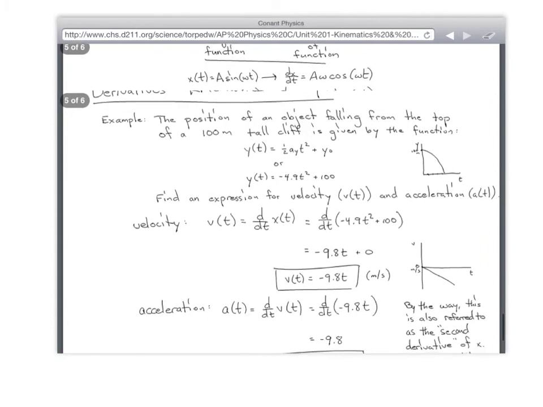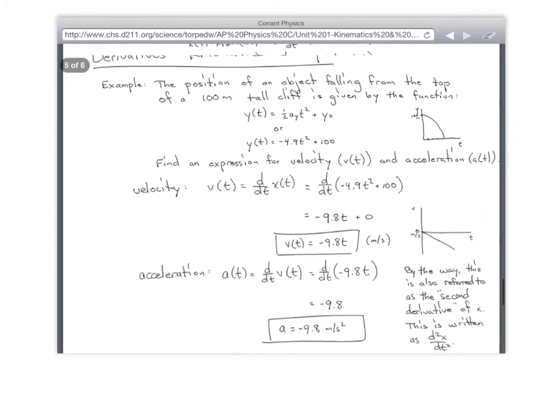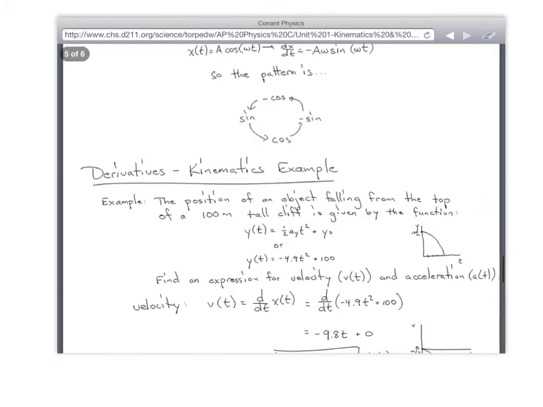Okay, here we go. Velocity is the derivative of position. What happens to the 100 term? Goes away. So we're left with velocity equals negative 9.8 times time. Okay.